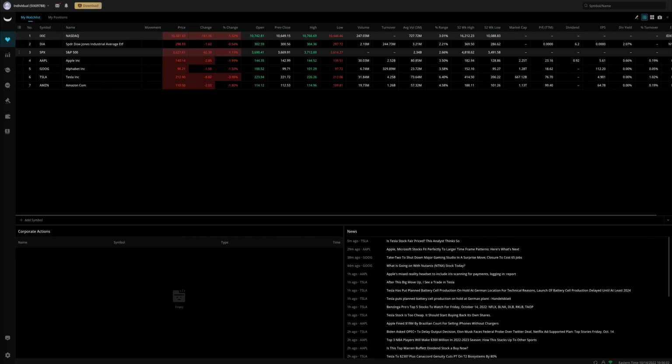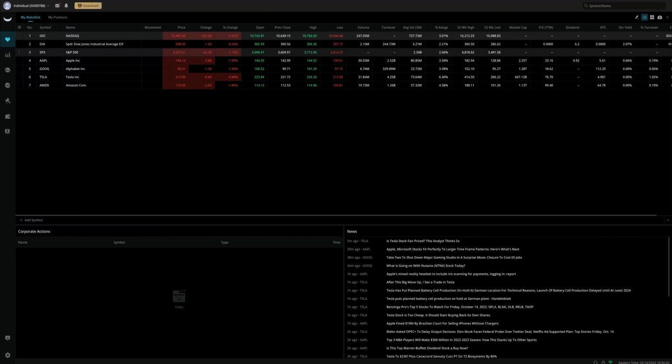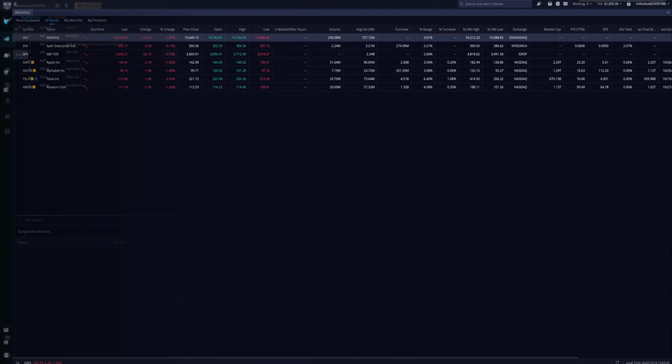Easy, right? If you use the desktop version and you add the symbol in the watch list in the web version, it will appear there as well, and vice versa. I have both of them open, and the Amazon symbol I added appears on the desktop version as well.